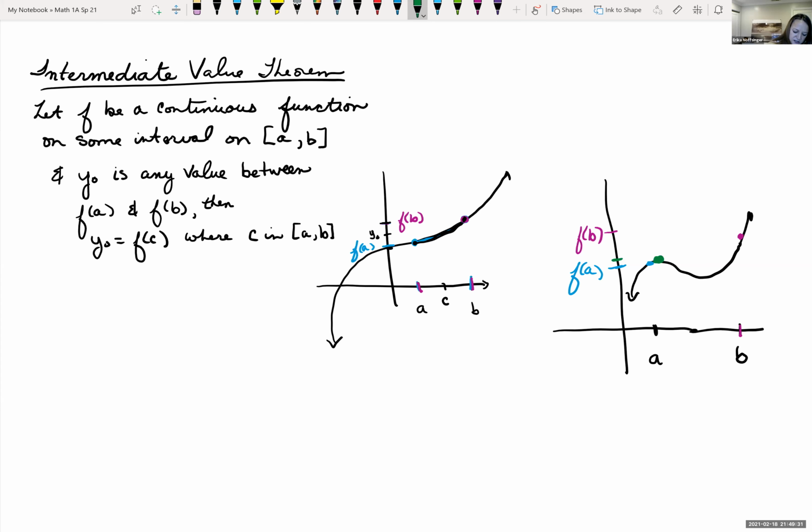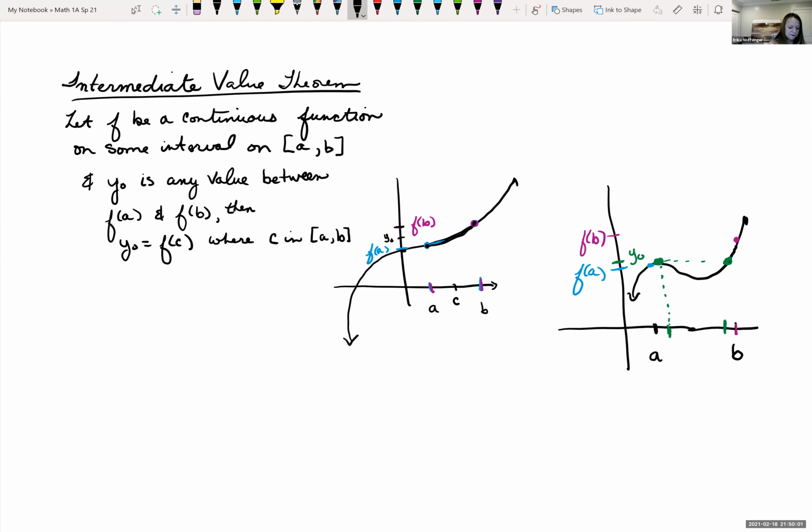So notice that there's a couple different values in here that would give me this y sub 0. There's another y value over here. That's the same y sub 0 point. And so there's another c value. So this theorem is saying that there has to be at least one value of x that will give us that y value if it's continuous.